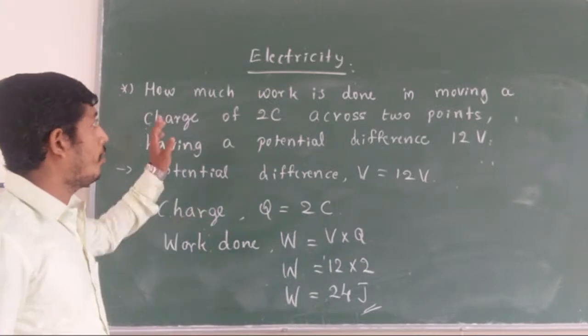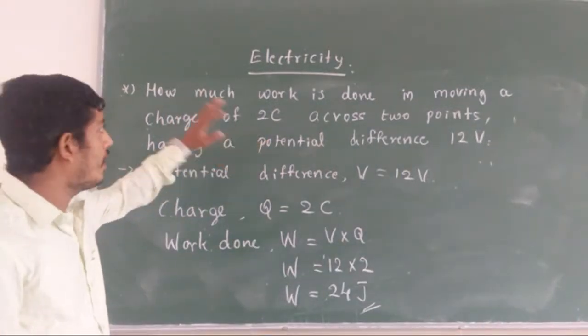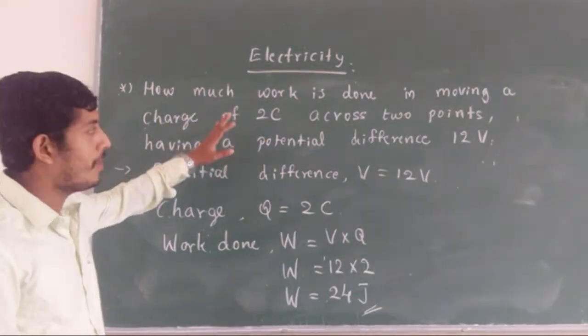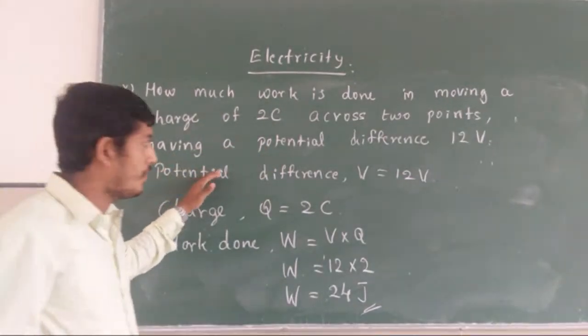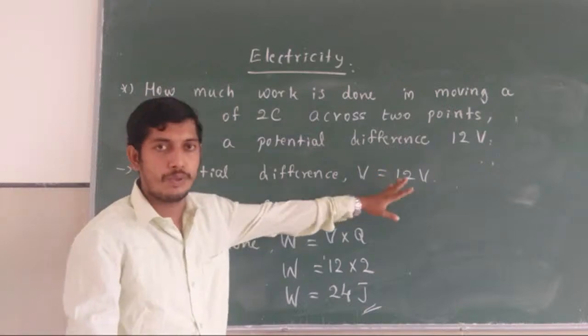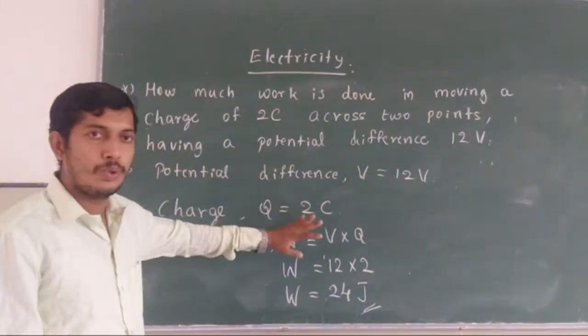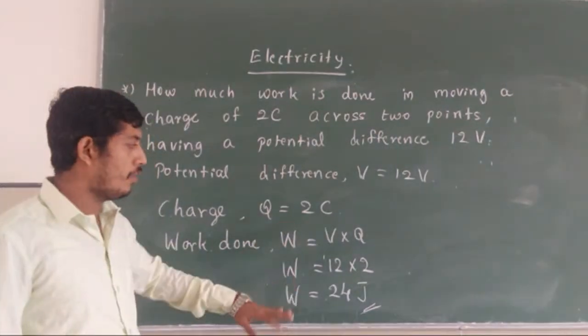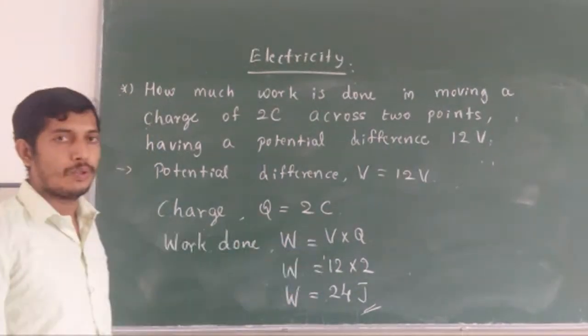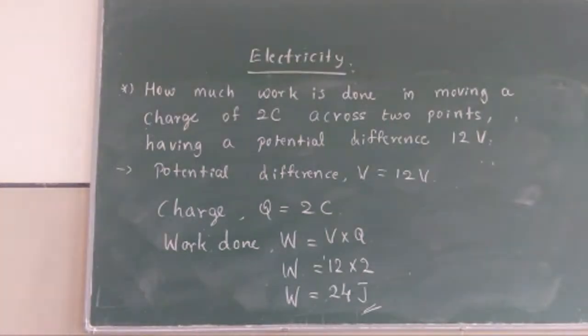So here, they asked how much work is done, and they gave the charge, that is 2 coulomb, and the potential difference, that is 12 volt. So we will write the given data first: potential difference V equals 12 volt, charge is 2 coulomb, and the work done, W equals V into Q, that is 12 into 2 equals 24 joule, which is the SI unit of work done. That's what we write. So if you understood this, just click on the like button.